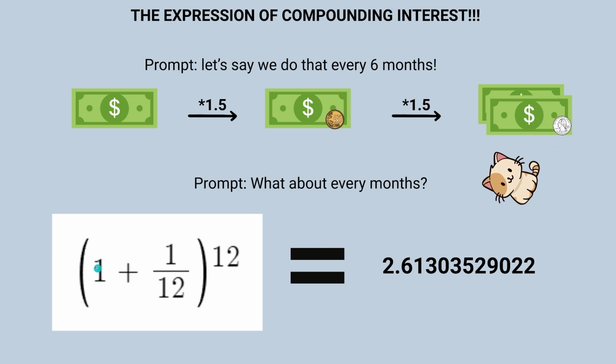And right now we see this expression being used. So basically this is the dollar you put in, plus the interest, like the amount you earn in interest, and that number will be raised to the power of 12. So that'll give you a total of $2.613035 by the end of the year.